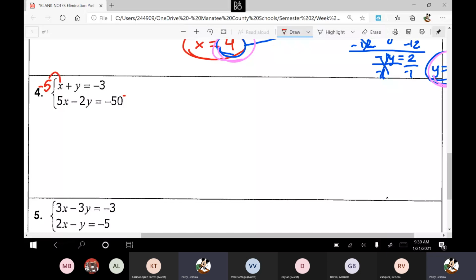Negative 5 times x is negative 5x. And then negative 5 times positive 1y is negative 5y. And then our last term, negative 5 times negative 3 is positive 15. And then I'm just going to rewrite that second equation so they're next to each other, so I can see it a little bit better: 5x minus 2y equals negative 50.